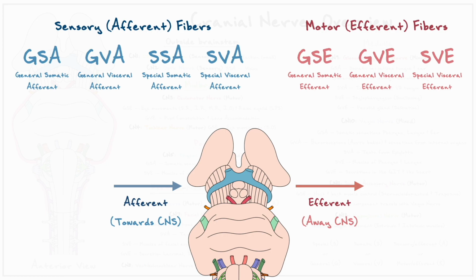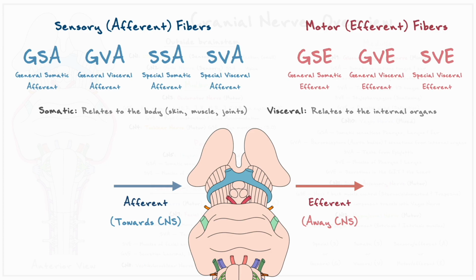If we start with the second word first, the difference between somatic and visceral is that somatic relates to the body and more precisely to the skin, muscles, and joints, whereas the visceral relates to the internal organs. As a result, all the fibers that go, let's say, to the heart or the lungs will be classified as visceral because they go to internal organs, but any fibers that go to the skin will be labeled as somatic.